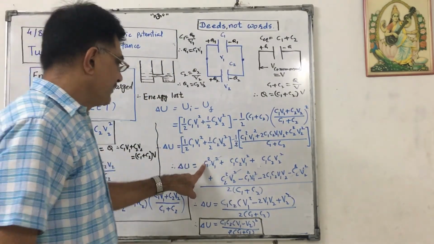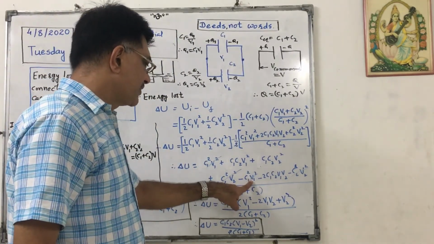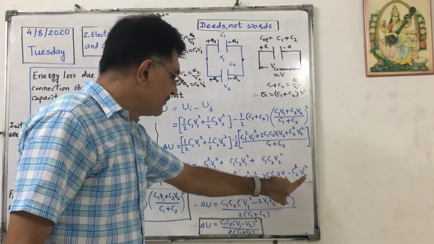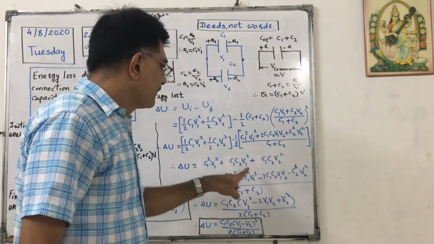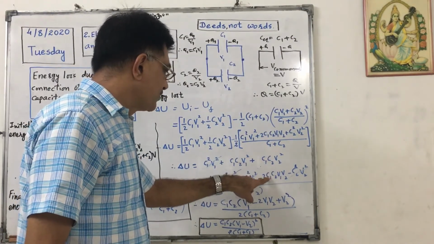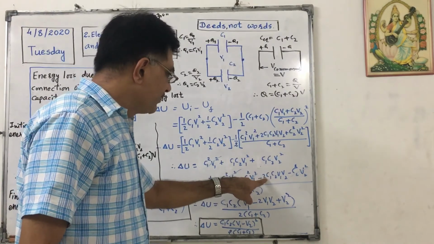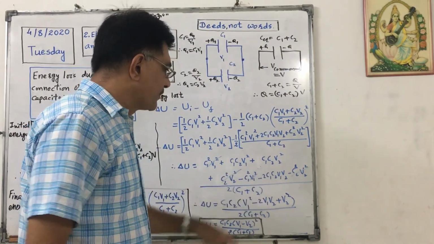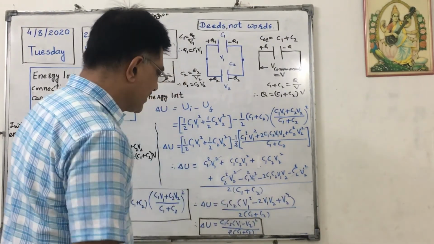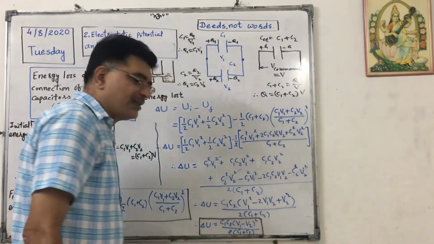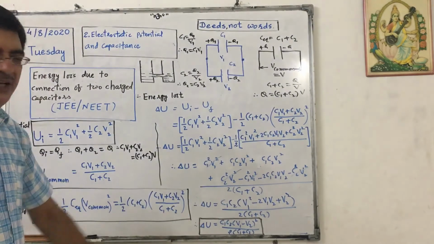This C1 square V1 square will cancel with this C1 square V1 square. This C2 square V2 square will cancel with this C2 square V2 square. We can take C1 C2 as common here. It will be V1 square minus 2 V1 V2 plus V2 square. It is a perfect square. So we can write C1 C2 into (V1 minus V2) whole square divided by 2 into (C1 plus C2). This is the final formula.